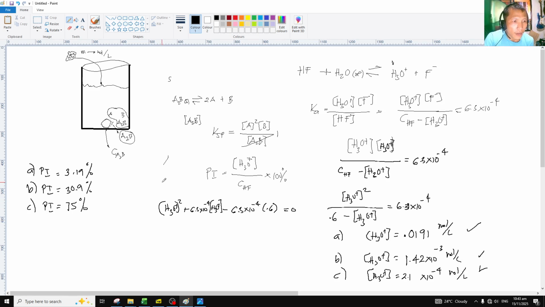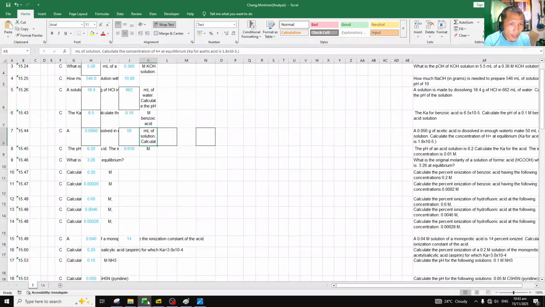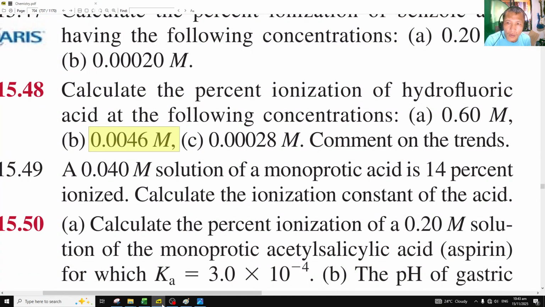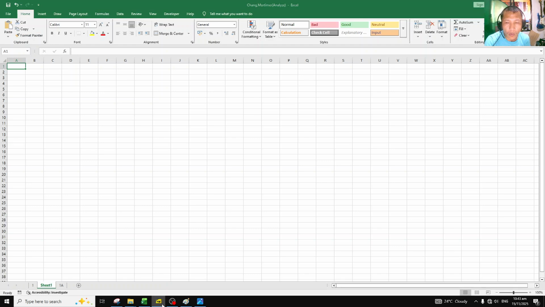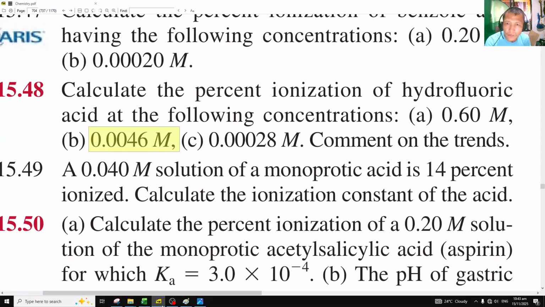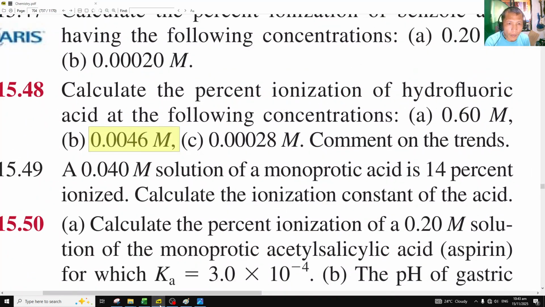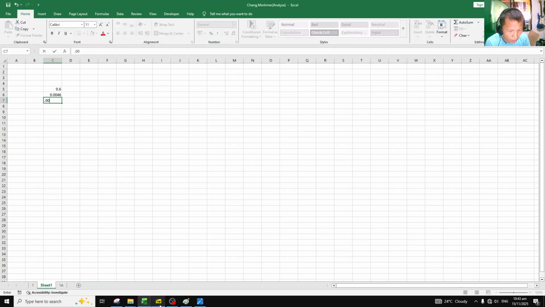Okay? And then we can use Excel. I could plot this out so that I could comment. So meaning, our percent ionization depends on the concentration. This is the X: 0.6, and then you have the 0.0046, and then you have the 0.00028.